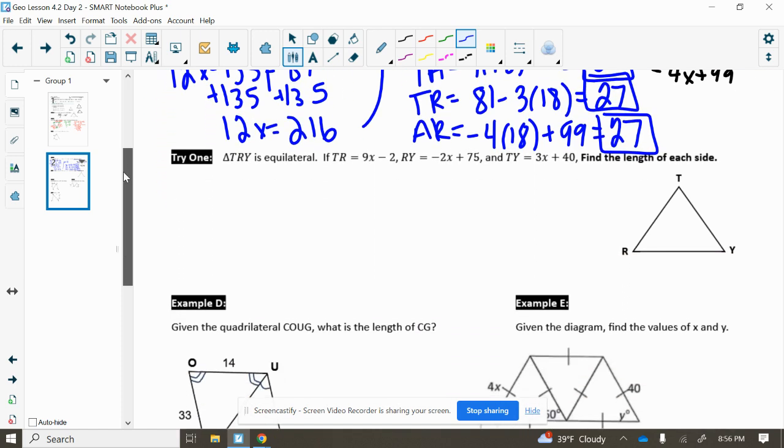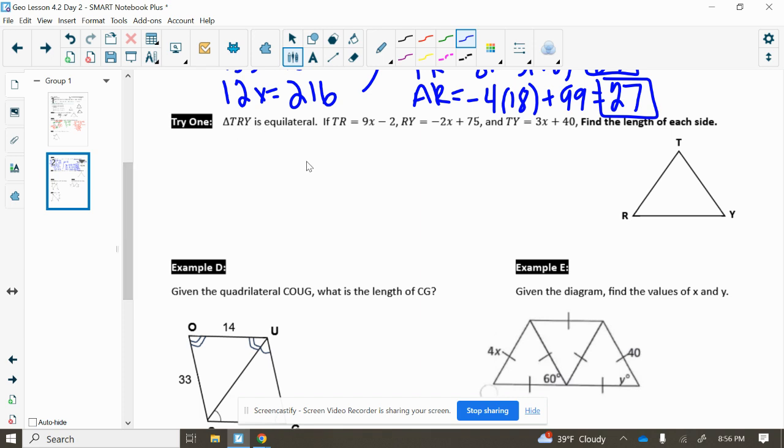All right, the next one, you have triangle TRY that's equilateral. You will do the same process. You are solving for the length of each side. Find x first.